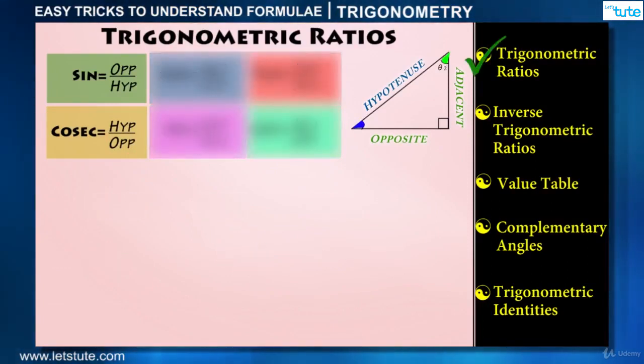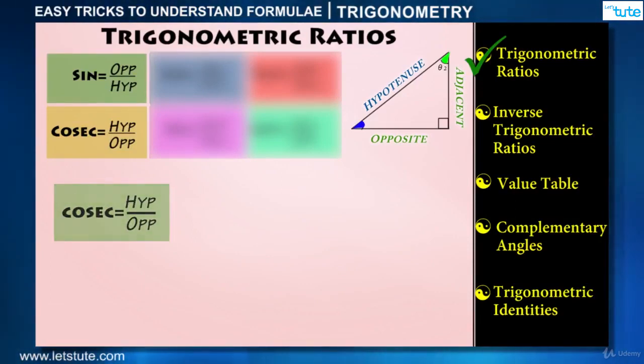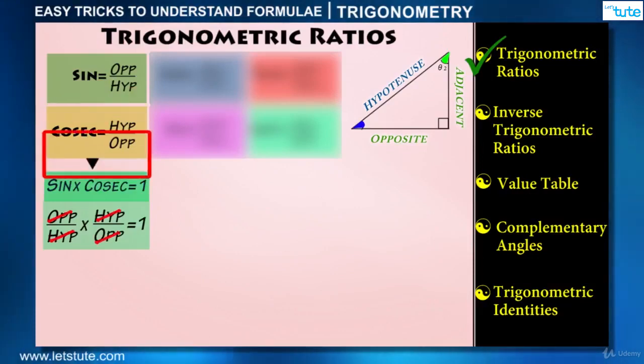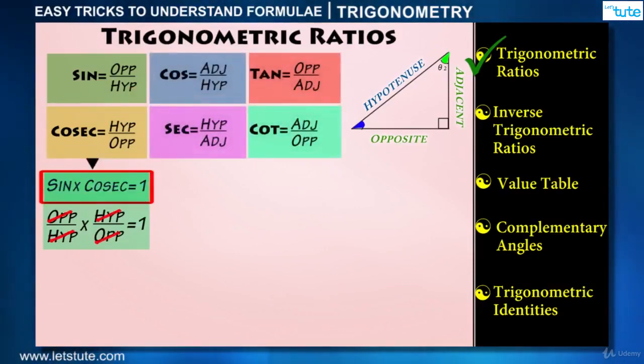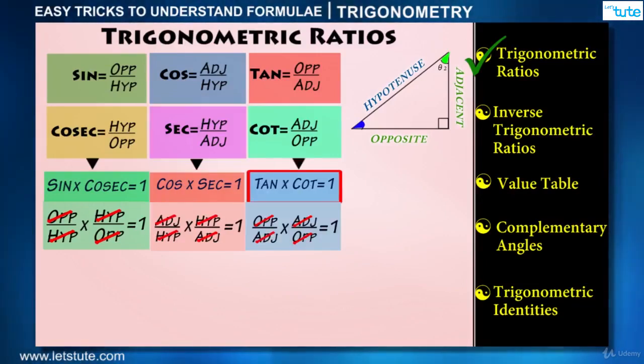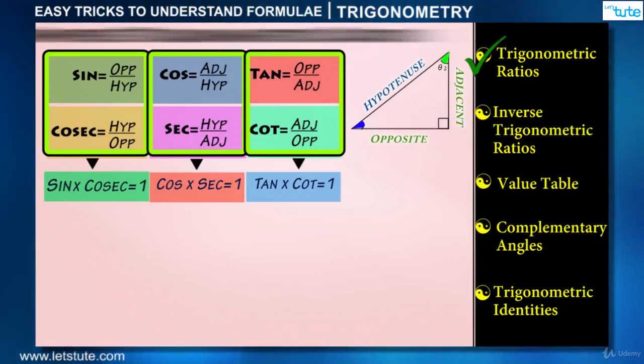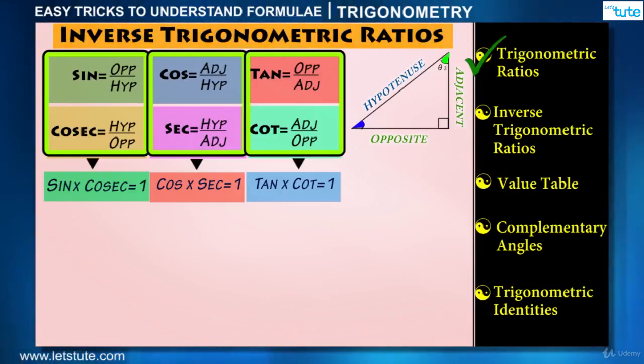Now if we observe, sine and cosec have the same elements in their ratio, and cosec can be obtained just by inverting the sine ratio. Therefore the multiplication of sine and cosec is 1. Similarly, when we reverse the cos ratio, sec is obtained. And so multiplication of sec and cos is 1. And same goes for tan and cot. And therefore the pairs sine cosec, sec cos, tan cot are called inverse trigonometric ratios.